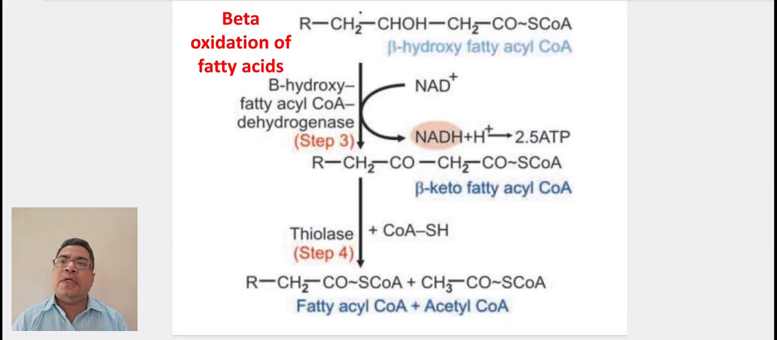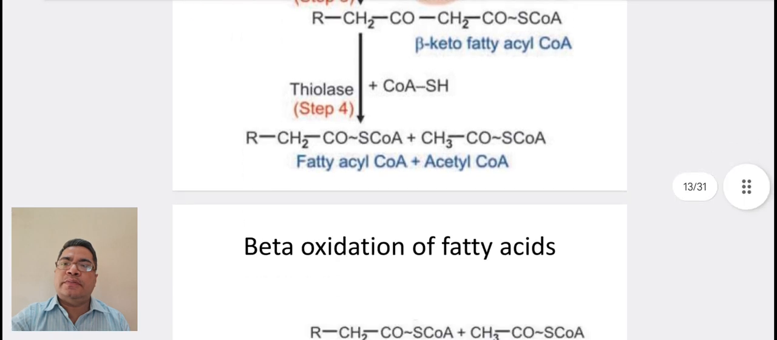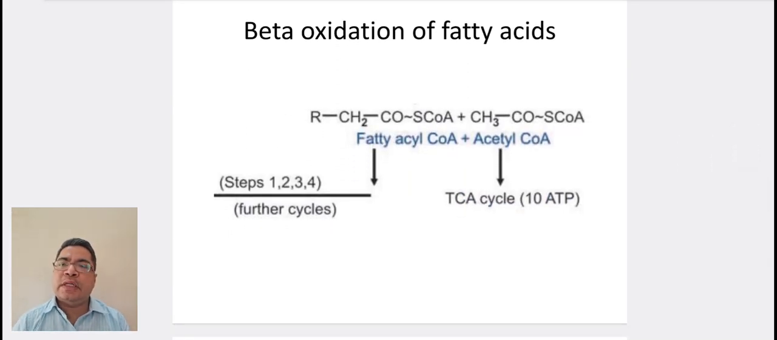Further, this beta hydroxy fatty acyl CoA is converted into beta keto fatty acyl CoA with the help of the enzyme beta hydroxy fatty acyl dehydrogenase and conversion of NAD plus to NADH. Then this beta keto fatty acyl CoA is broken down into fatty acyl CoA plus acetyl CoA with the help of the enzyme thiolase and addition of one CoASH. This fatty acyl CoA is made to repeat further cycles, and the acetyl CoA goes to the TCA cycle.